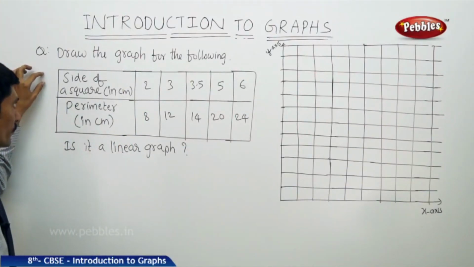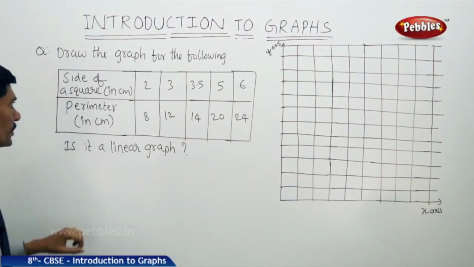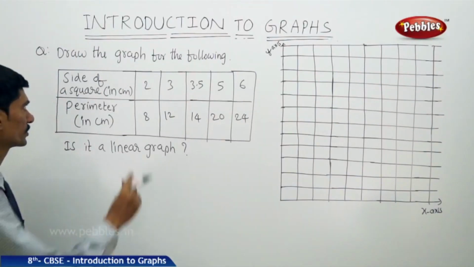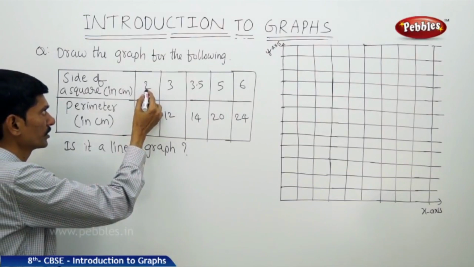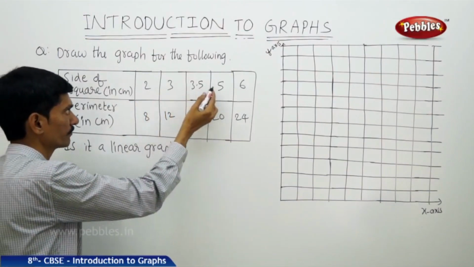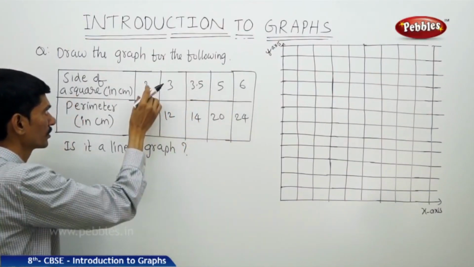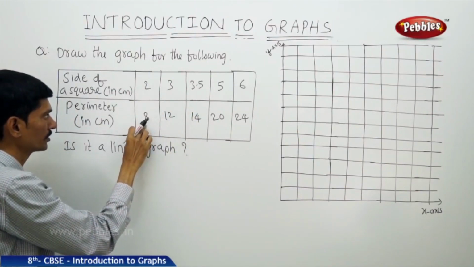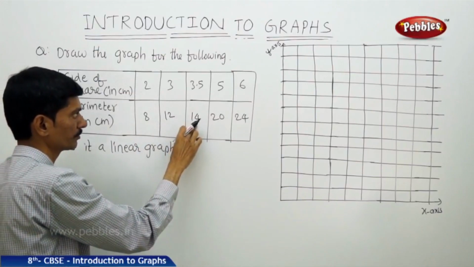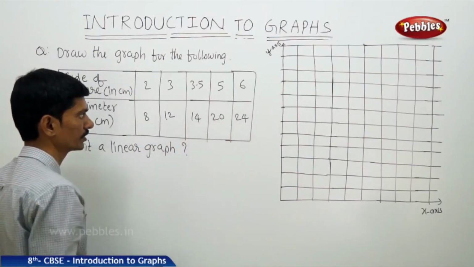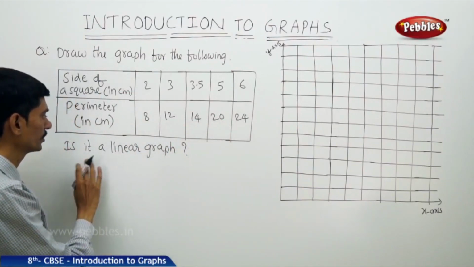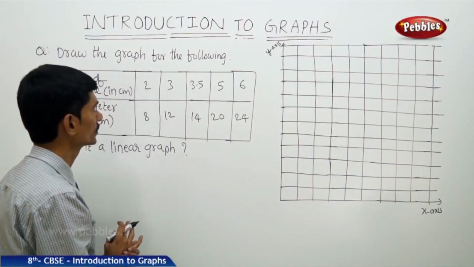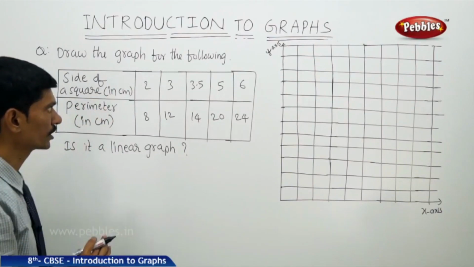Draw the graph for the following: side of a square in centimeters and perimeter of the square also in centimeters. Now the sides are given as 2 centimeters, 3 centimeters, 3.5, 5 and 6 centimeters, and the perimeter of the square in each case is given as 8 centimeters, 12 centimeters, 14 centimeters, 20 centimeters and 24 centimeters. Now we have to find whether it is a linear graph. So first let us draw the graph of the given table.